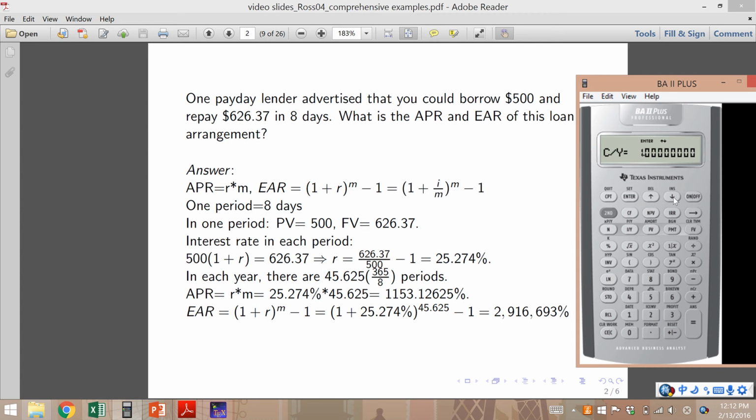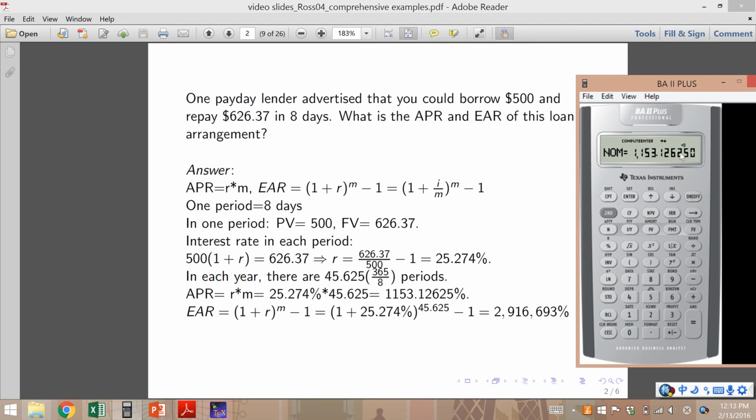The way you use this is the same logic as the normal time value of money type of question. You input everything you know and compute for the other parameter you don't know. So let me go back. Nominal interest rate is something we know: 1153.12625. I'm keeping a lot of decimals just to be more accurate. And then you hit enter. After you hit enter, you can see the equal sign. If you don't do that, you don't see the equal sign. Make sure you hit enter.